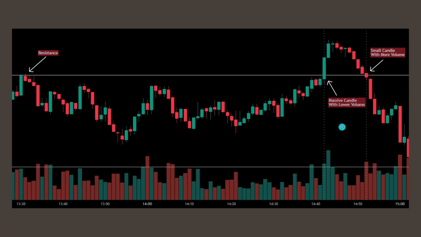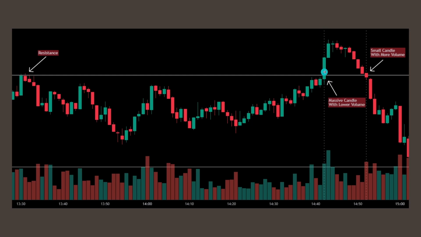Think about it logically. If you have a massive candle with low volume, that means that massive candle has no buyers behind it. It's like empty calories. There are still calories, but they're empty. They don't have any nutrients behind them.